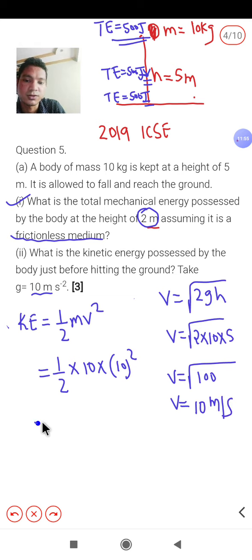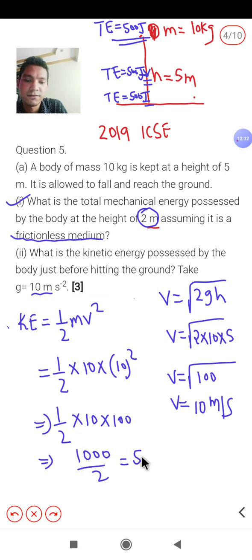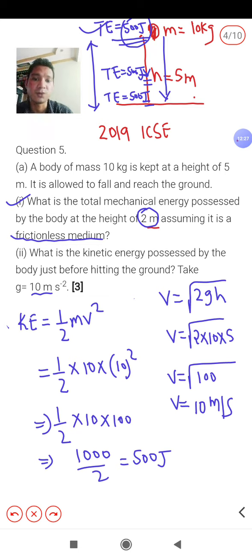So let's put that here. Although you don't have to solve this, we have already calculated it with the help of conservation of mechanical energy. It will come 500 joule once again. This will be 100, right? So 1000 divided by 2, that will be 500 joule. So 500 joule was the total energy at the top position, and that total energy will remain constant here as well. So potential energy at the top got converted into kinetic energy at the bottom. This is the way to prove it.